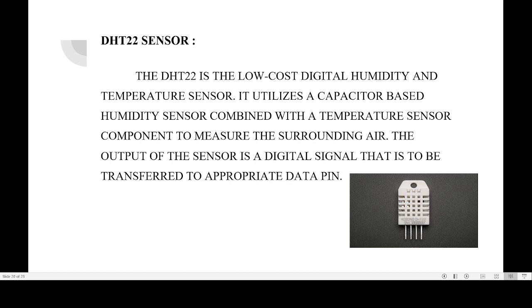Then there is the digital humidity and temperature sensor. It is one of the low cost budget sensors, and its usefulness is high. The component measures the surrounding temperature and the room humidity, that means the moisture content of the sensed environment. It has a data pin. That's 4 pins, you see? Those 4 pins, and the data pin senses the result value. Okay.